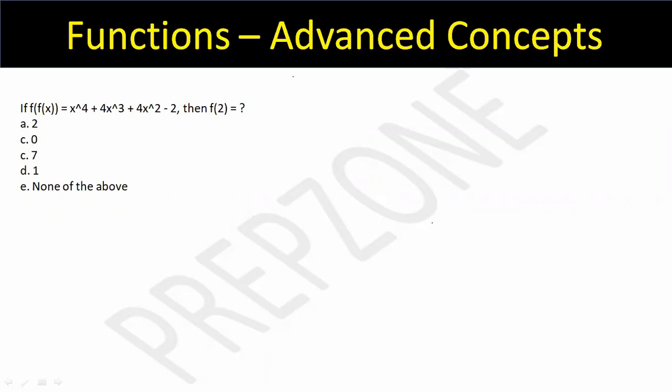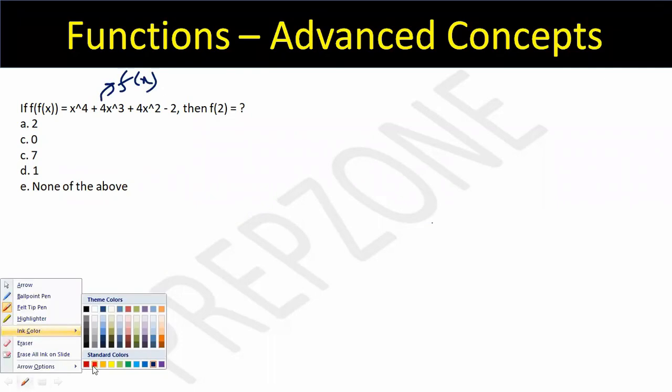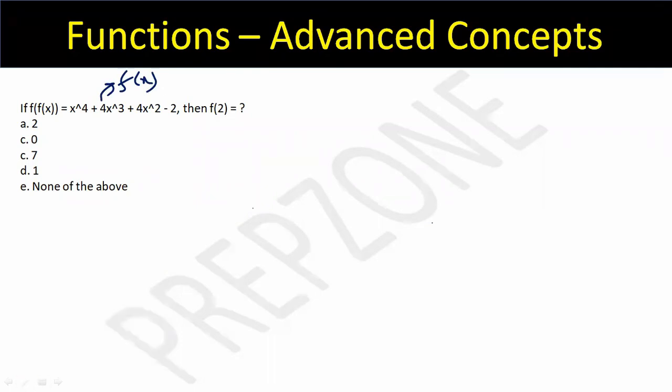What is that concept that we can extract out of it? See, f of f of x is given to you and you have to find the value of f of 2, which means you have to essentially calculate f of x here. That is your only job. From f of f of x you have to find f of x, right? That is what you need to calculate. If you crack that, the question is a cakewalk.